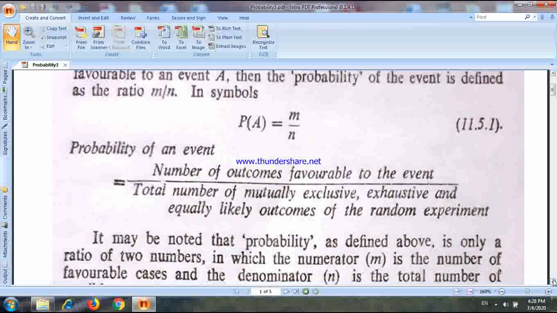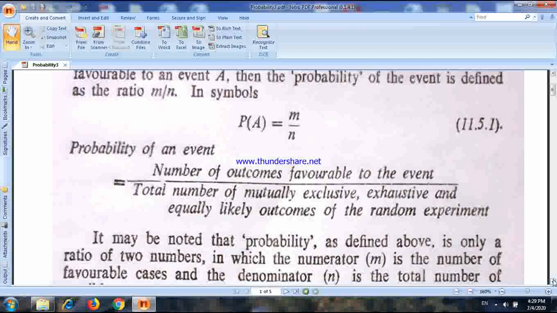If probability is 0, it means that 0% chance is there for occurrence of that event. That means that event will never occur. If probability is half or 0.5, we express it in percentage as 0.5 into 100%, that means 50%. That means 50% chance is there for the occurrence of the event.